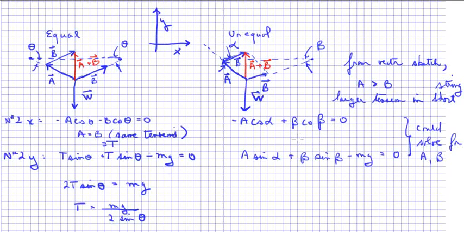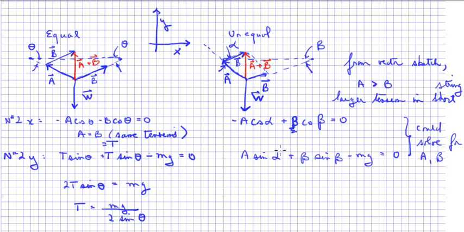And so the equations are more complicated. We have different angles now. We have an angle alpha on the shorter string and beta on the longer string, in which case that would give our Newton number 2 in the x direction: minus A cosine alpha plus B cosine beta. I'm sorry, not a beta, but B cosine beta. B is the magnitude of the tension, and beta is the value of the angle.